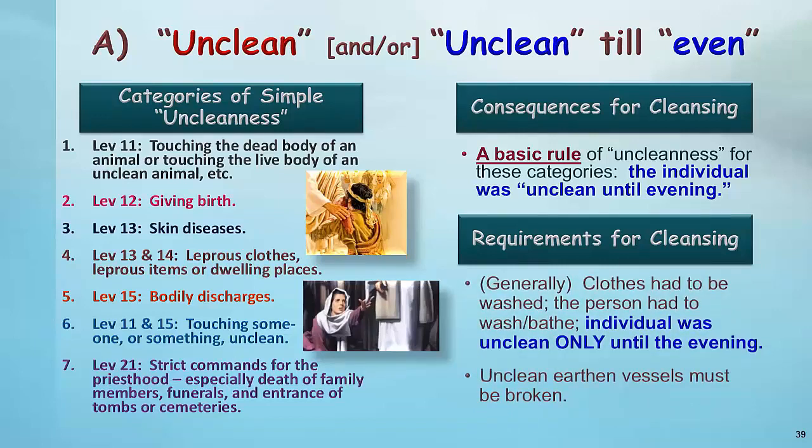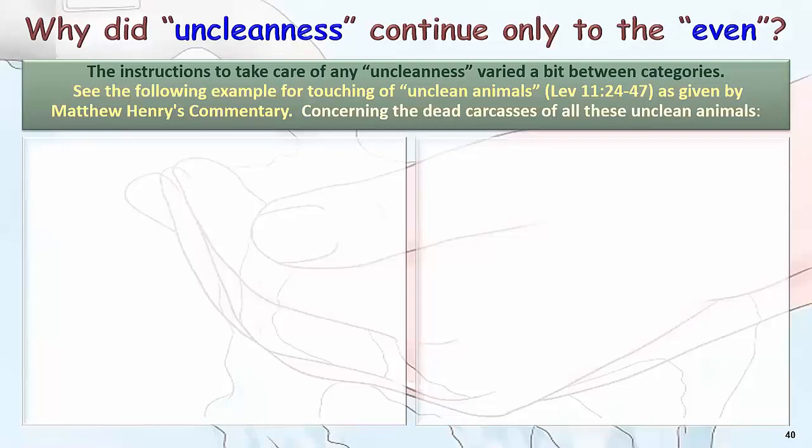Clothes had to be washed. The person had to wash and bathe. And the individual was unclean only until the evening. And unclean earthen vessels must be broken. Why did uncleanness continue only to the evening? The instructions to take care of any uncleanness varied a bit between categories. See the following example for touching of unclean animals, Leviticus 11:24 to 47, as given by Matthew Henry's commentary concerning the dead carcasses of all the unclean animals.